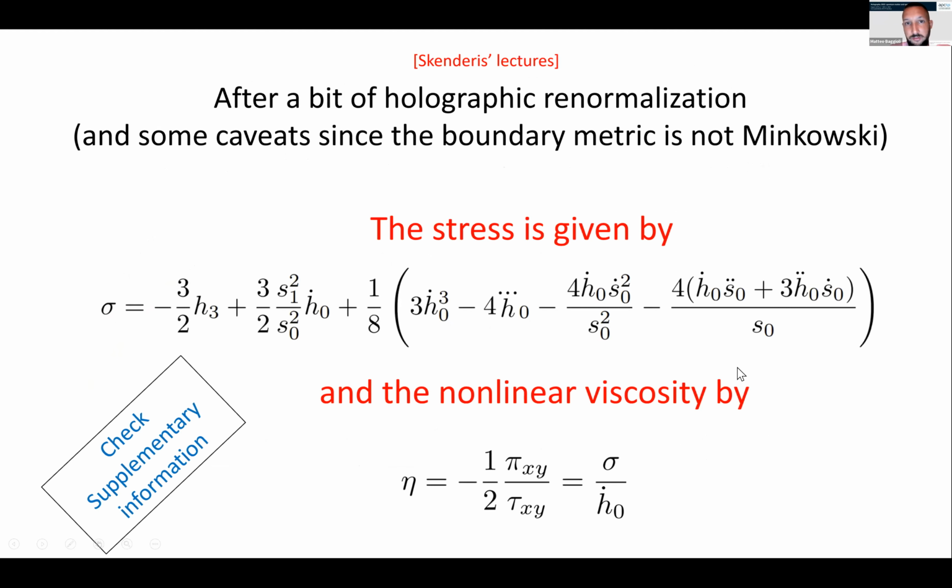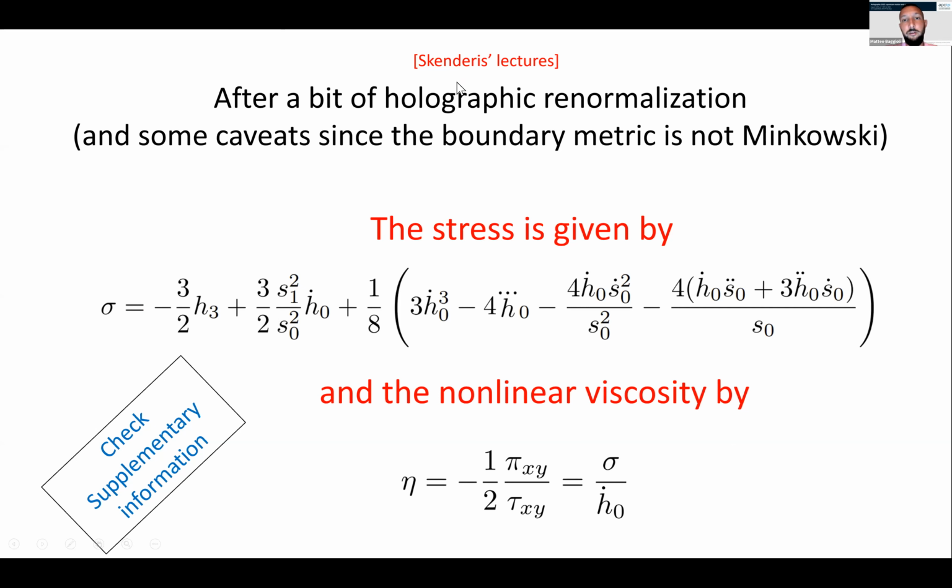So that's actually what I was trying to get to here. You have to do a bit of computation. These computations are standard, but not necessarily simple. You have to do all the holographic normalization of the system, and there are some caveats. The caveats are related to the fact that the boundary metric is now not Minkowski, so you have to be a bit careful how you define things.